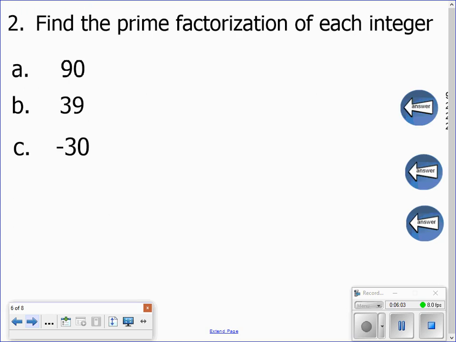All right, we want to find the prime factorization for each integer. So we have a couple ways that we can do this. We could break it up into a factor tree. So if I'm doing 90 and I want to find the prime factors, I could break 90 up into 9 and 10.